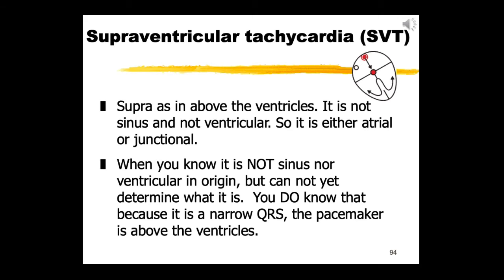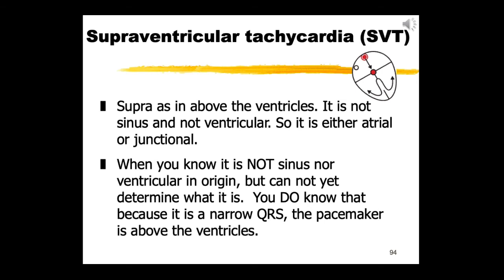Supraventricular tachycardia is a tachycardia that is occurring above the ventricles. Supra, meaning above the ventricles, is not a sinus rhythm, and it is not a ventricular rhythm. So it is either atrial or junctional.